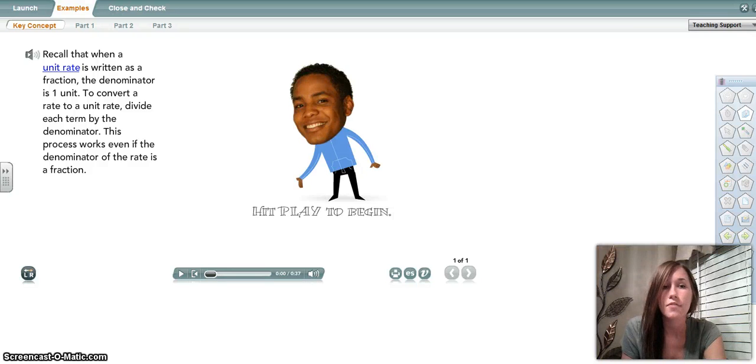Hi, we're ready for our last topic 1 lesson. This is about unit rates with fractions. A unit rate is, remember, whenever our denominator is 1. So we'll be looking at unit rates whenever we also have fractions involved.